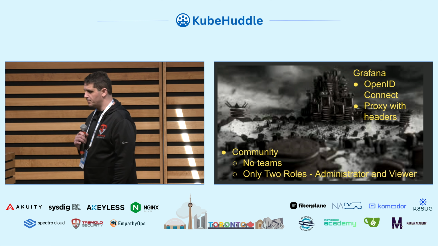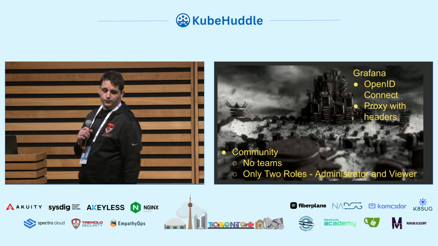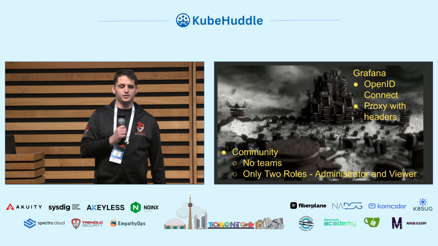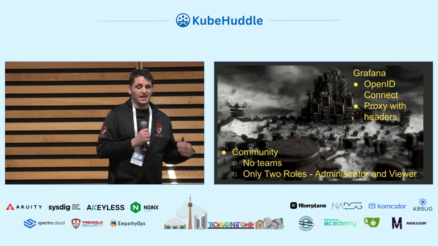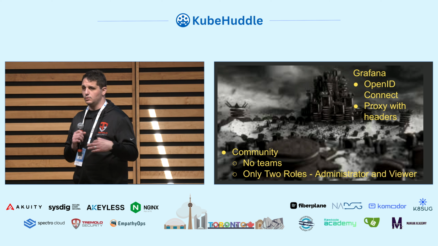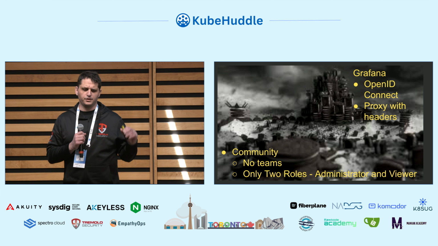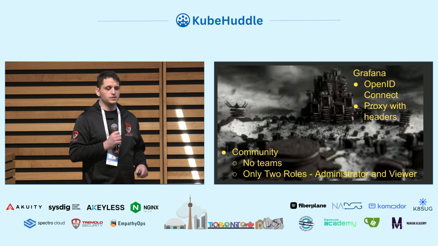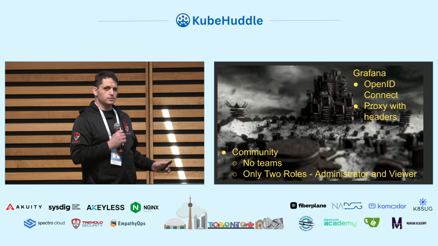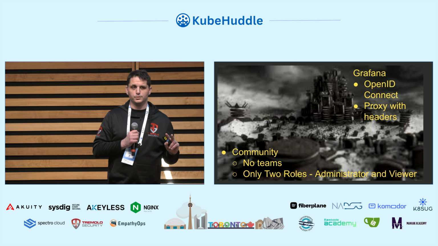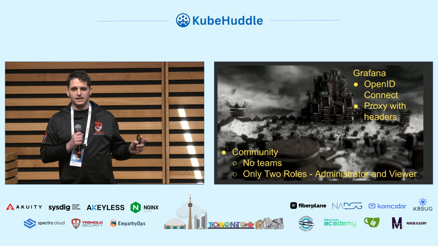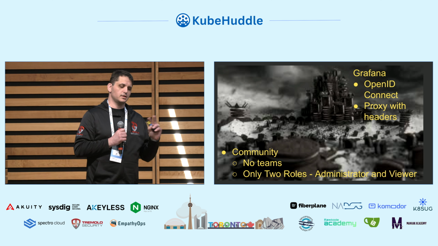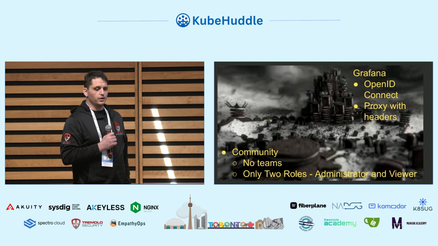So let's look at some of the applications in our cloud-native Kuberos, excuse me. Grafana, very popular, supports OpenID Connect and can handle a proxy with headers. So all sorts of different authentication in there. But if you're using the Community Edition, there are no teams, and you only have 2 roles. You have to map your group that you want to have access in to that role. So you got to make sure that you've got some intelligence in your identity provider.